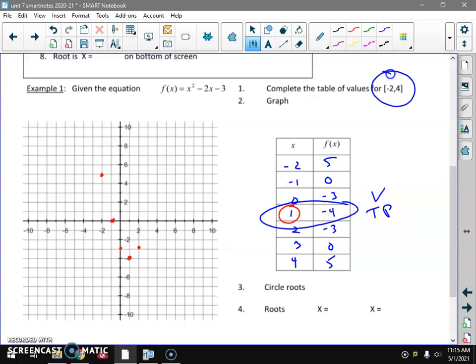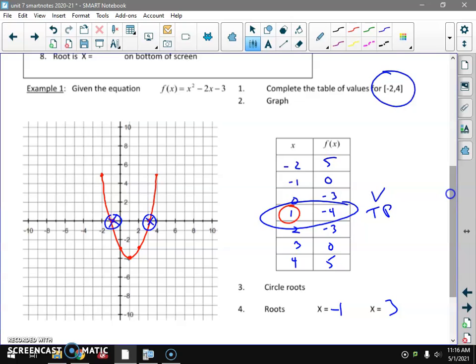Now I got the pair, and up to here. No arrows because we gave you the domain. Just this little U parabola right there. Circle the roots. We know roots grow in the ground. We're going to circle them and put X through them. So what do we know? X equals, on the left side it's negative 1, and on the right side it's 3.